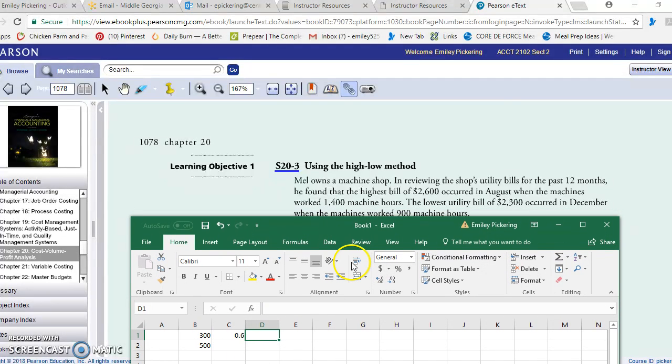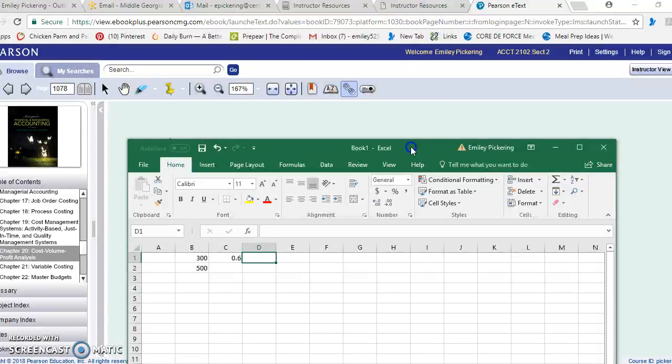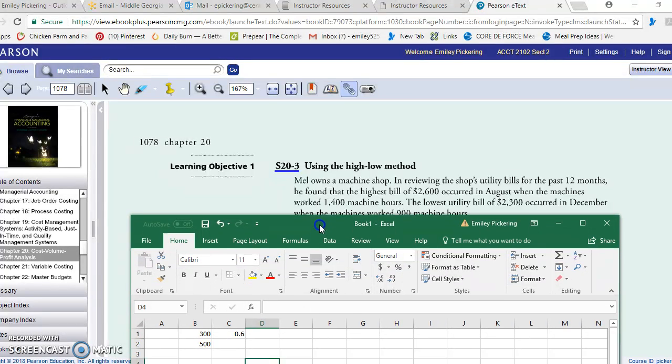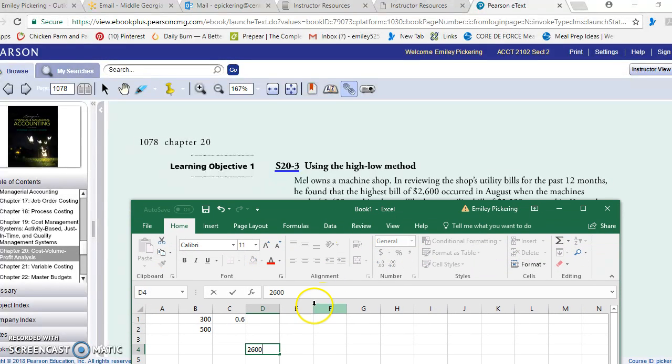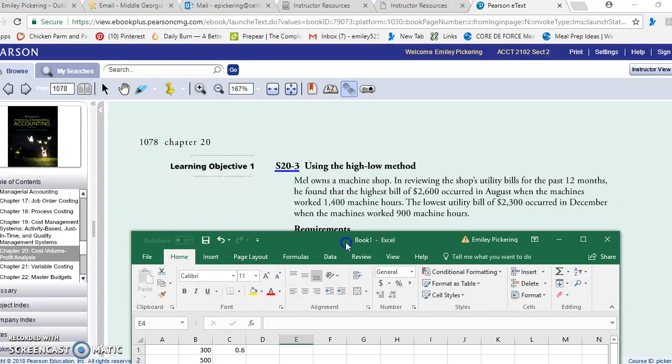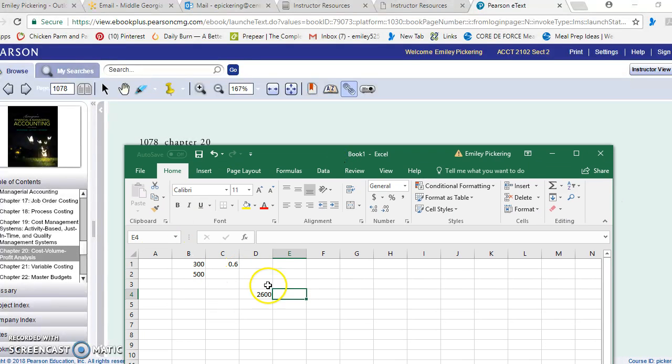So what we want to do now is take either the high or the low and plug that in. So if we have a total cost, let's take the high of 2,600, and we know that we had 1,400 machine hours, and our variable cost is 60 cents per machine hour. Our variable cost in this piece is $840. So then if we know what our variable cost is as part of our total cost, we can determine that our fixed cost is now $1,760. So variable, fixed, and total.